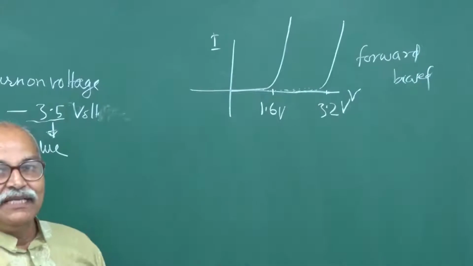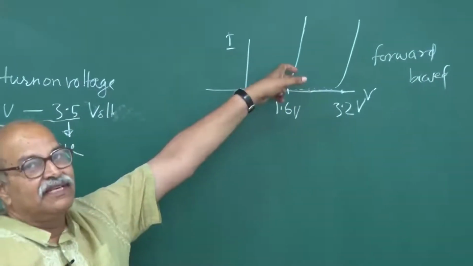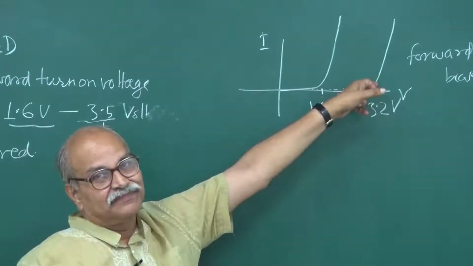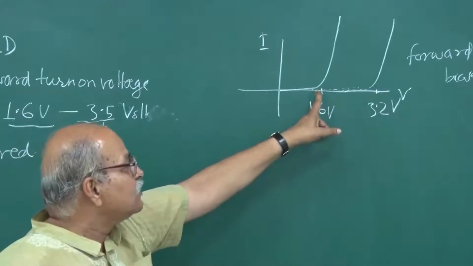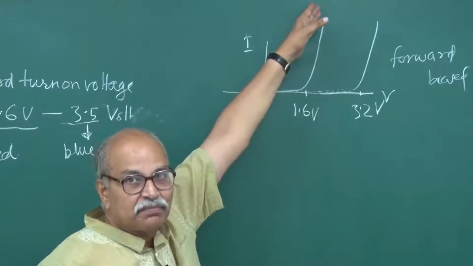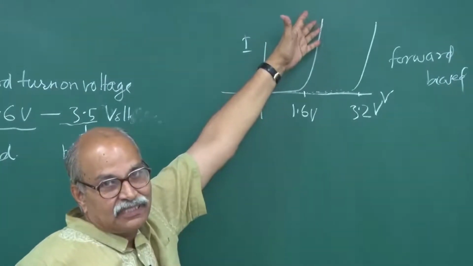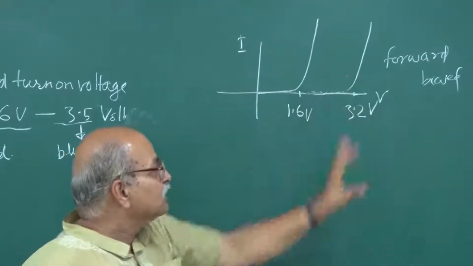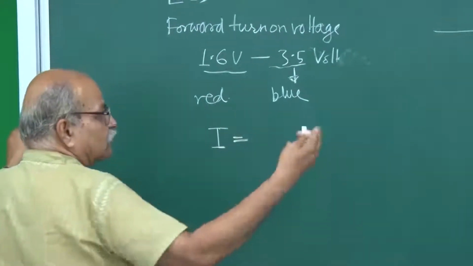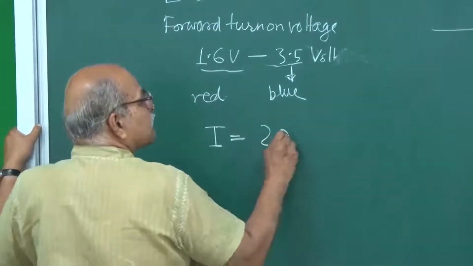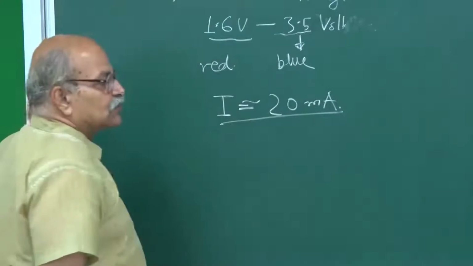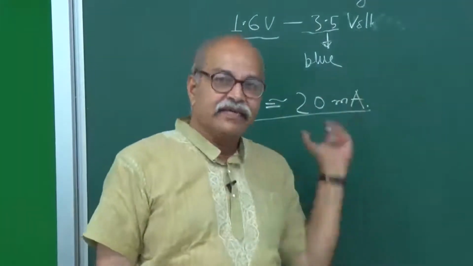You can very easily make out that this IV characteristic curve is for red and this is for blue. But if you try to increase the voltage on this LED, then the current will suddenly shoot up, and that is not good for the LED. So one has to keep this in mind. Typically, the current which can go through these LEDs without damaging is around, let us say, 20 milliamperes or so. So when you are connecting an LED in a circuit, take care of this.